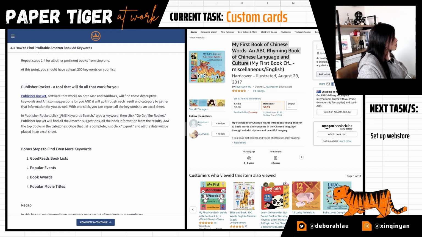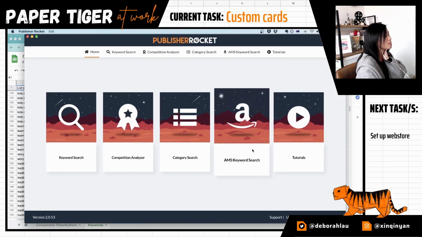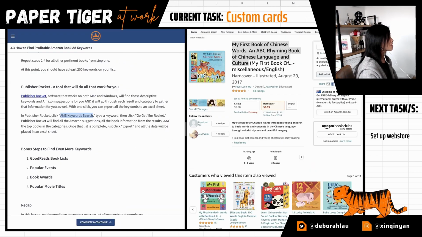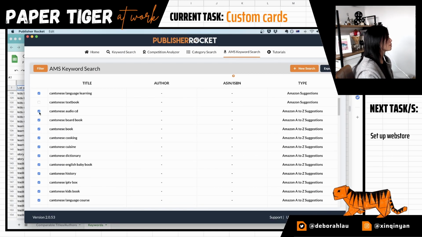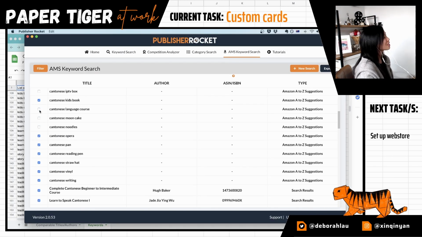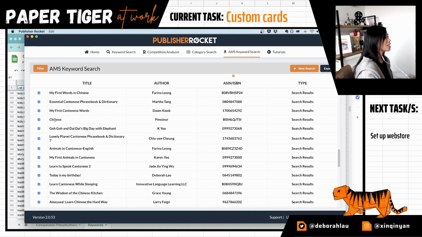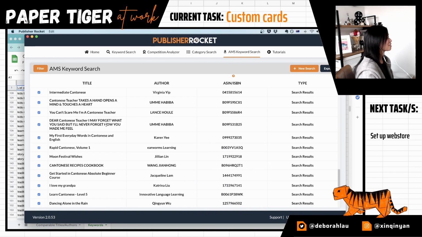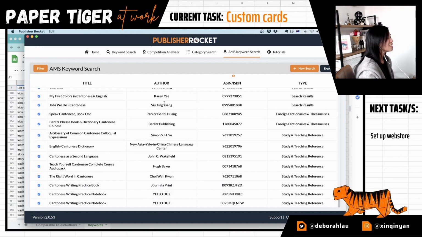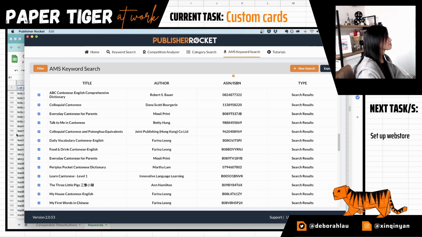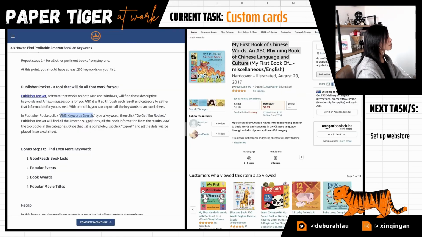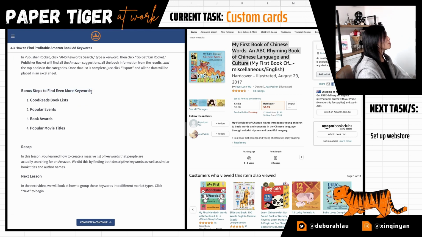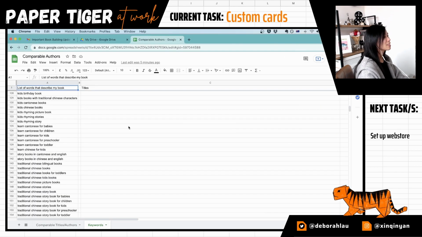So what am I supposed to be using? I'm using AMS keyword search. Okay, so that's this one. Bonus steps to find even more keywords. Goodreads, popular events, book row, popular movie title. No, not relevant.